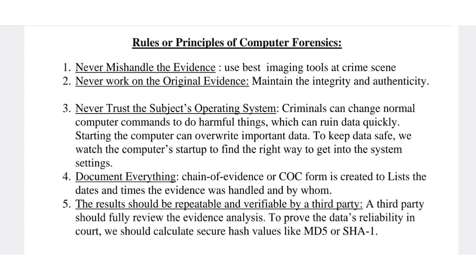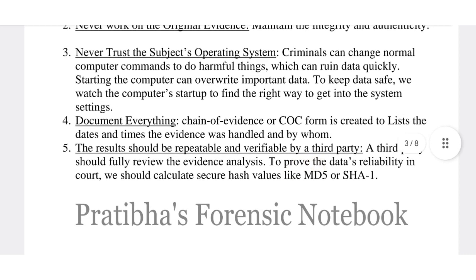Then third one says never trust the subject's operating system, because criminals can change normal computer commands to do harmful things, which can result in ruined data. So first of all we have to see the booting process of the computer system, and after that get into the system and do the imaging through the write blocking devices. Then the fourth one is document everything. It means to maintain the chain of custody, like a list of the dates and times the evidences were handled and who handled the evidence. Everything should be written in the chain of custody form. Then the fifth one is the result should be repeatable and verifiable by a third party.